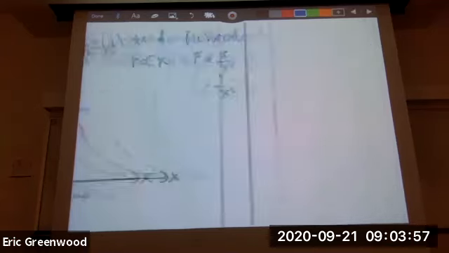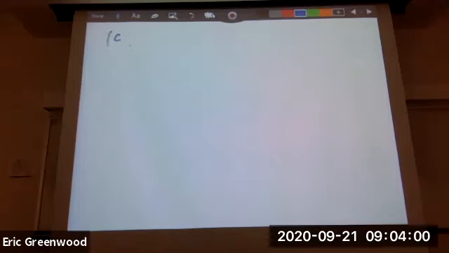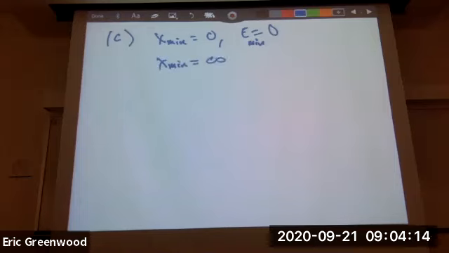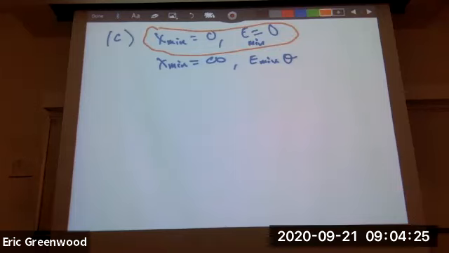So for part C, we can say that x minimum is equal to 0, where the electric field is equal to 0. This is the minimum value it's going to be. The only other place it's going to be 0 is another x minimum, which is all the way out at spatial infinity, where E min is also equal to 0. But again, since we're plotting in the range of 0 to 4d, we're just going to use this one. This is the minimum value, okay?